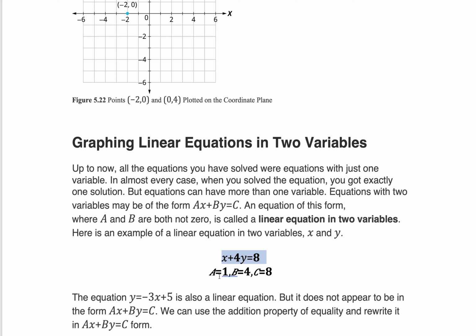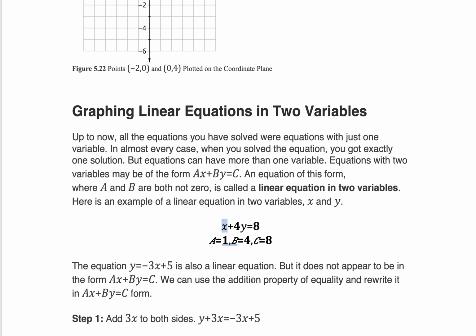So if you want to match the notations, clearly we can tell A is 1. Remember, for the single x, it looks like there's not a coefficient, right? But you want to understand the coefficient. x does have a coefficient. Every single variable has a coefficient. The coefficient for x simply is 1, and the coefficient for y is 4. Okay. So this turns out to be a linear equation.